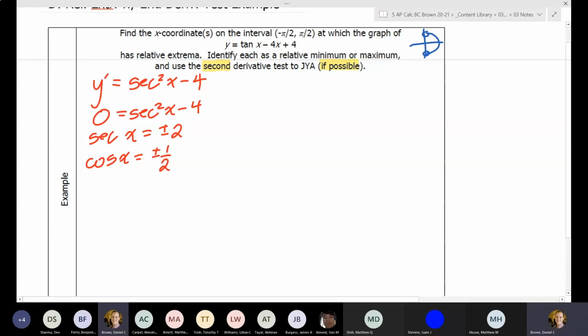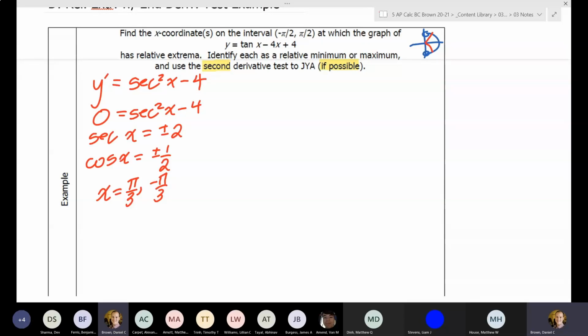So then within that interval, when is cosine equal to plus or minus 1/2? Well, we're only on that right-hand side, so we're only looking at where it's positive. We get x is equal to pi over 3. The other angle is 5 pi over 3, but 5 pi over 3 is not within that interval. It's outside of pi over 2. So the angle I'm going to choose instead is negative pi over 3. So those are the two places where I have a horizontal tangent line.